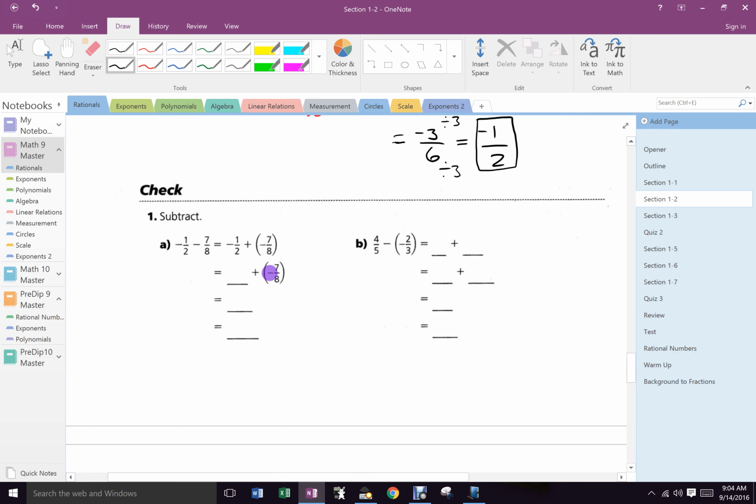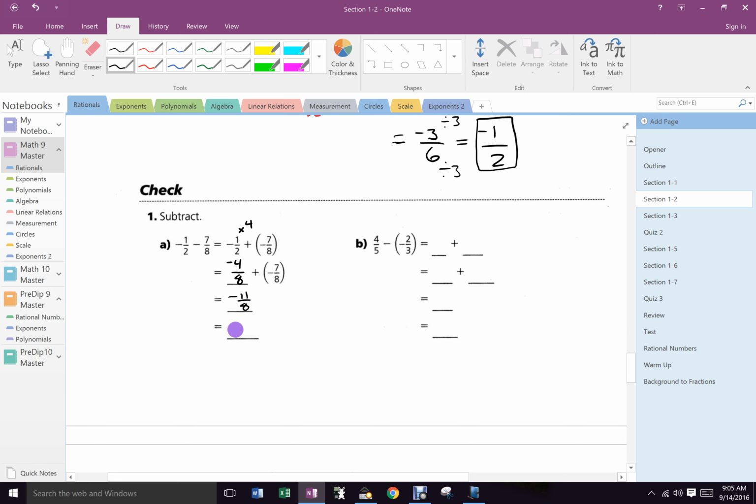Why did I leave 8 here? Why didn't I change 8? Because 2 works with 8, doesn't it, Ethan? So, I need this 2 to be an 8, which means what did I do to it? Times it by 4. So what do I do to the 1? Times by 4. So now I have negative 4. What's negative 4 and then negative 7 more? Negative 11 eighths. Is that the right answer? Yeah, it's correct.